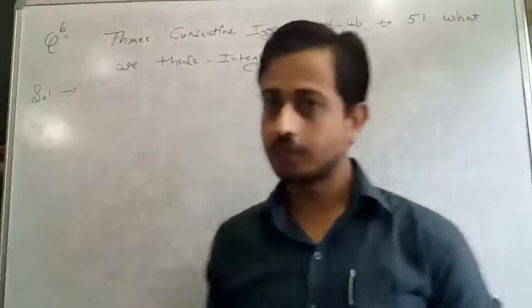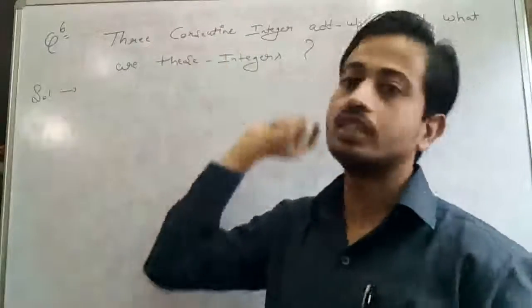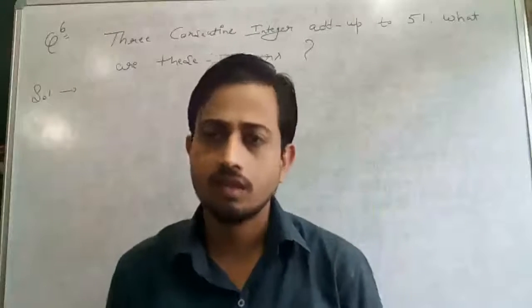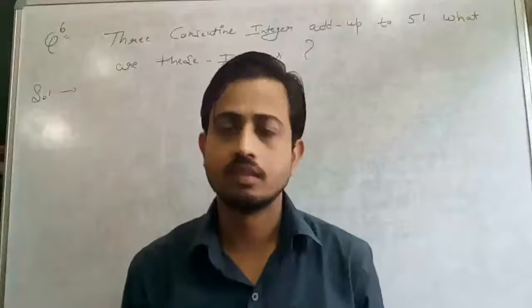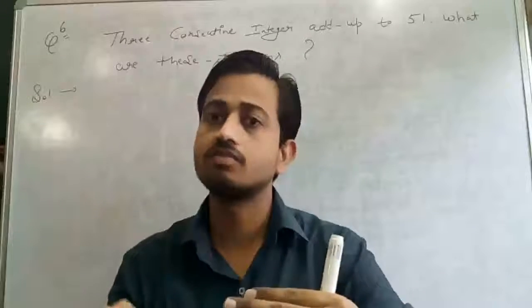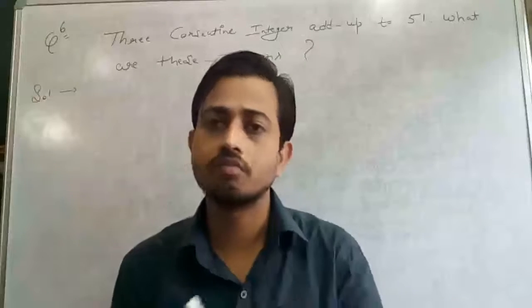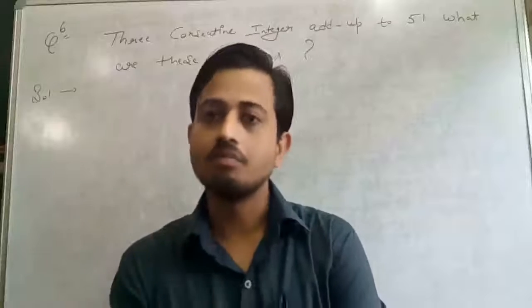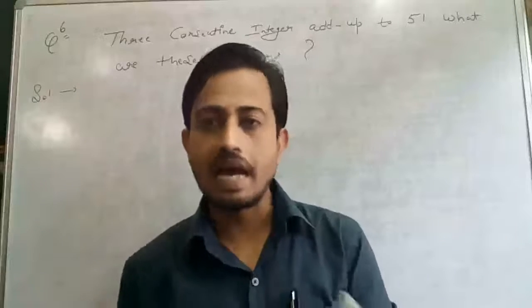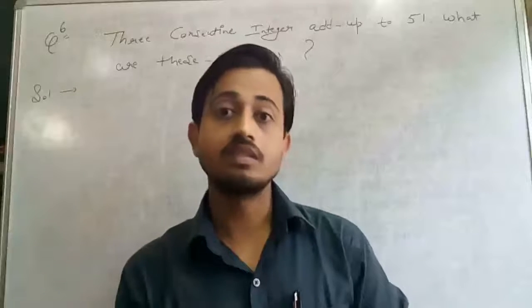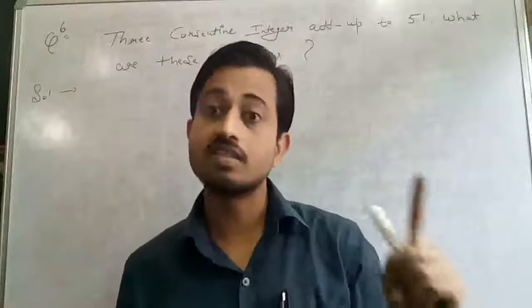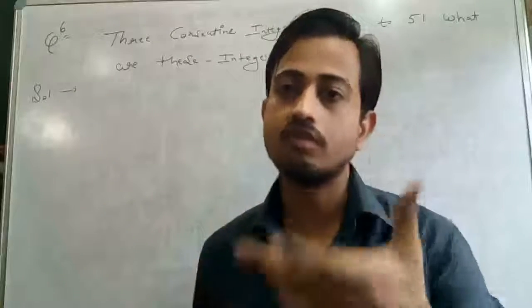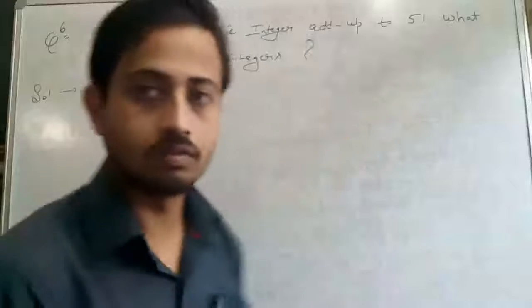So let's move to our next question, which is very easy. 3 consecutive integers. You know what consecutive numbers are: numbers that follow continuously. If I start from 5, then the next is 6, the next is 7. So 5, 6, 7 are consecutive numbers. Again I repeat, consecutive numbers are numbers which have a difference of only 1. We can take any one number to start, it is not compulsory to start with 1. If I start with 500, then the next two consecutive numbers are 501, 502.